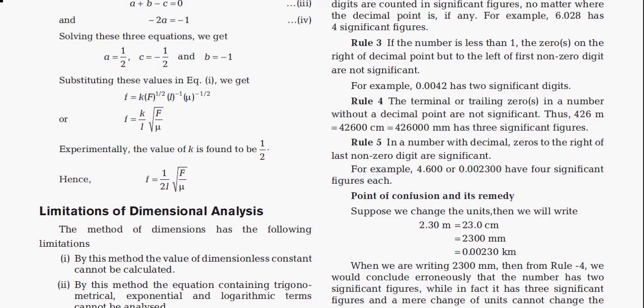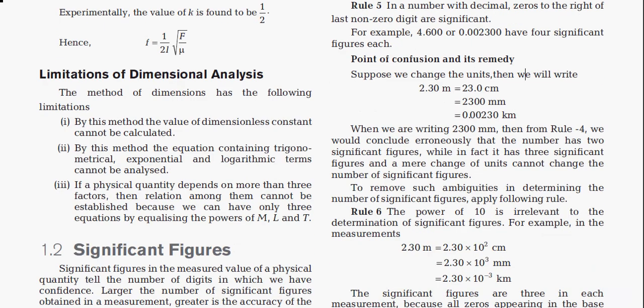Okay, a point of confusion may happen. Suppose we change the units, then we will write 2.00 meter, or you can write 230 centimeter, or you can write 2300 millimeter, or 0.00230 kilometer. So in all these cases, you will find the significant figures remain the same.